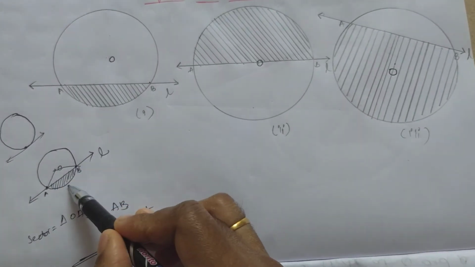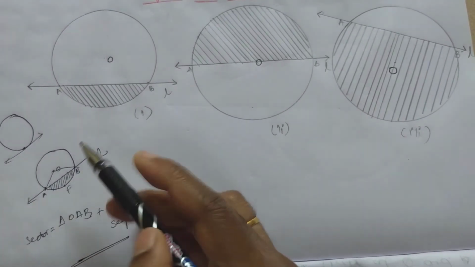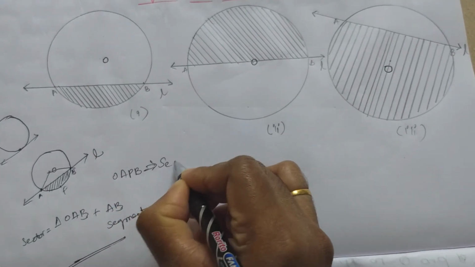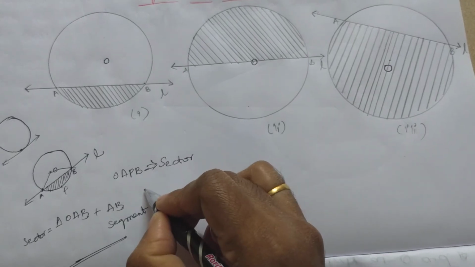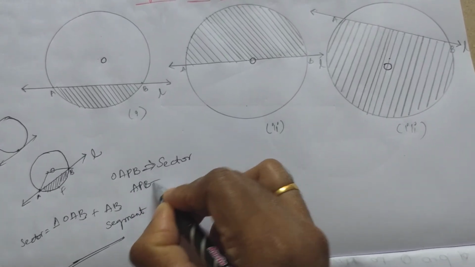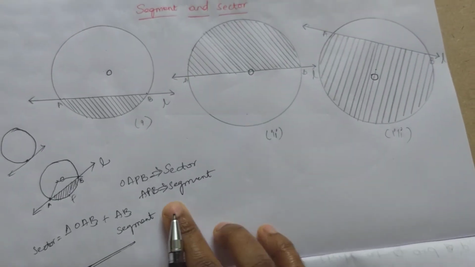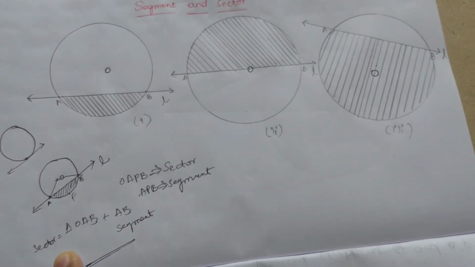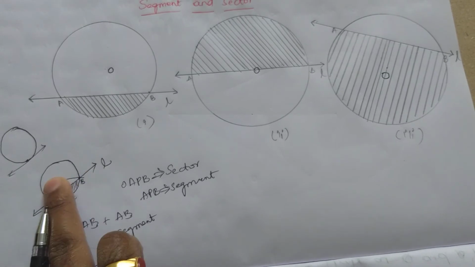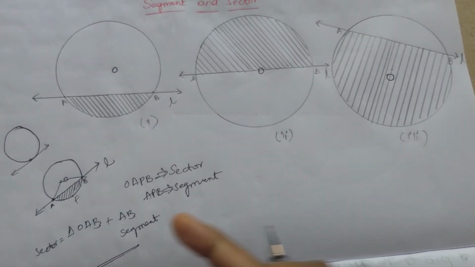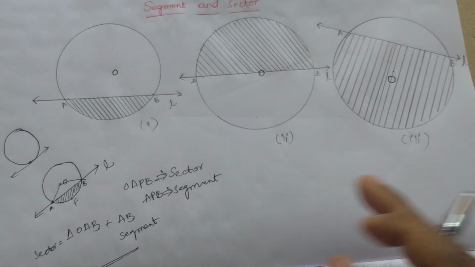When you see OA, let me put a point P here. This OAPB is the sector. What is a segment? Only APB is a segment. So the sector is nothing but triangle OAB plus segment APB. That is the major difference I have shown you in this video regarding segment and sector.